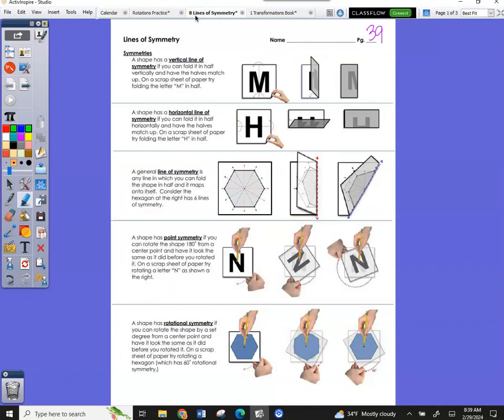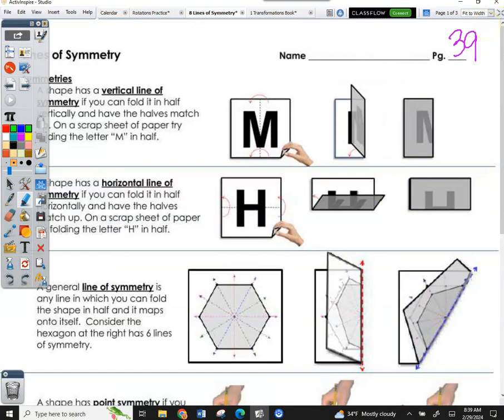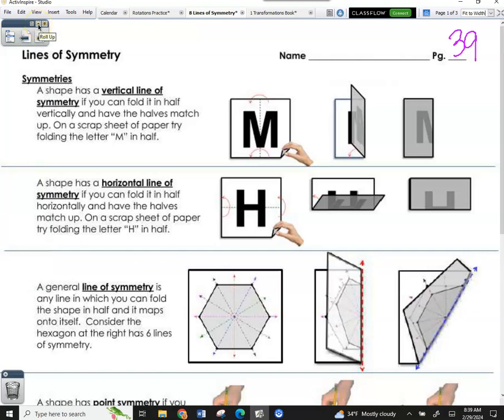So coming back to this. Okay, we've got a couple of types of lines of symmetry, and we're going to highlight as we go. The first is a vertical line of symmetry. Vertical line of symmetry means that you can fold the image.